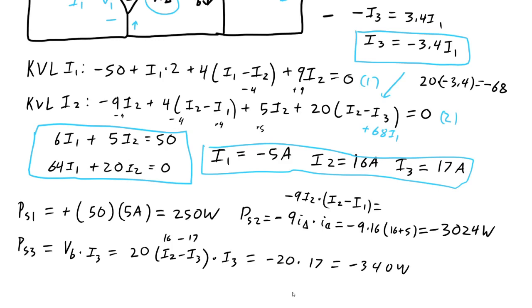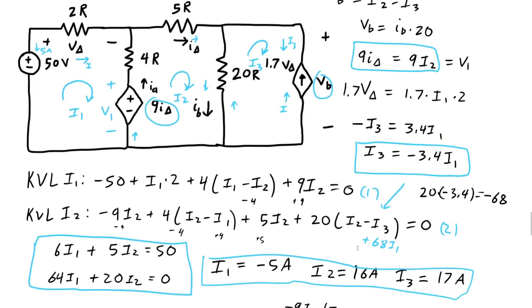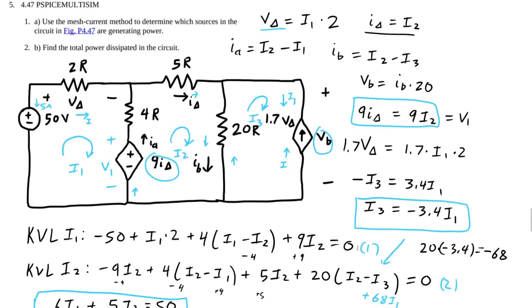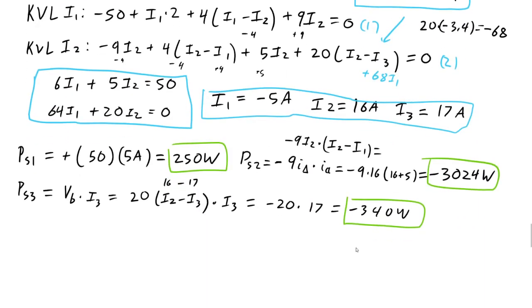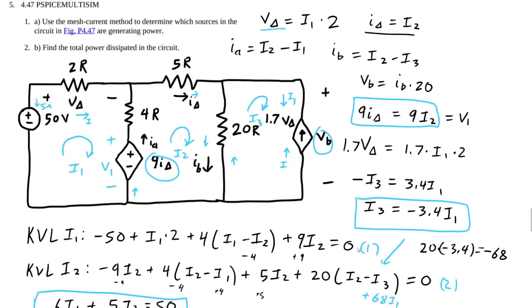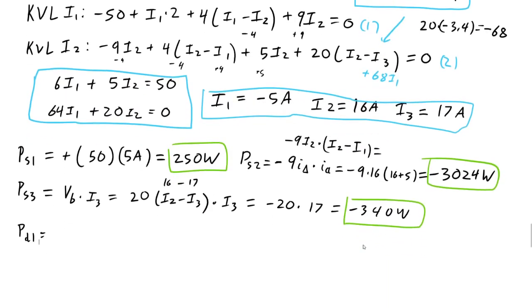So these two are supplying power, and this one is dissipating power. So now we got to find the power dissipated by the rest of the circuit, which is just going to be I squared R for all these resistors. So let's do PD1, and let's start with the 2 ohm. So 2 ohms times I squared, so I1 squared times 2, so I1 is minus 5, 25, 50 watts.